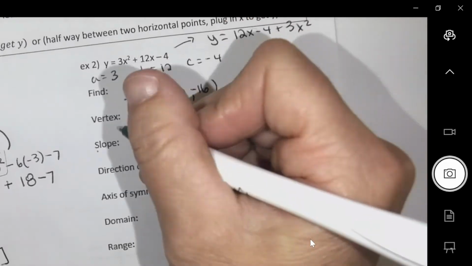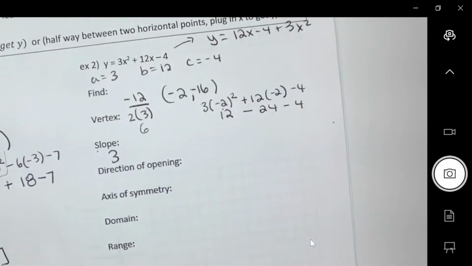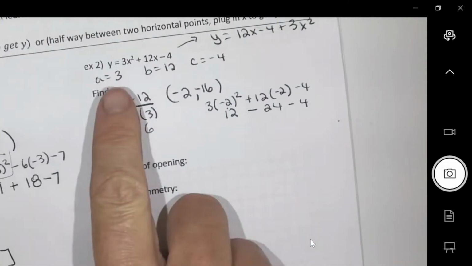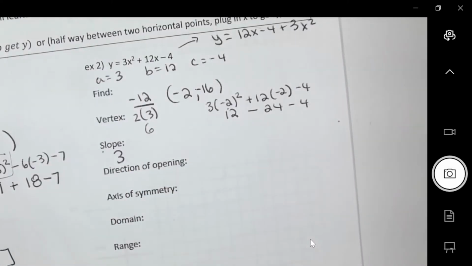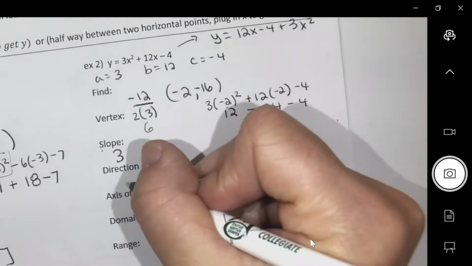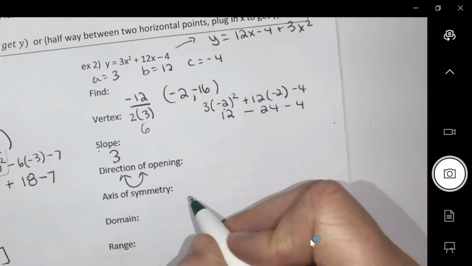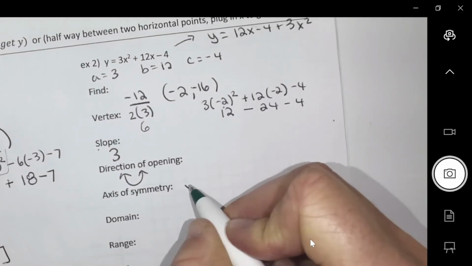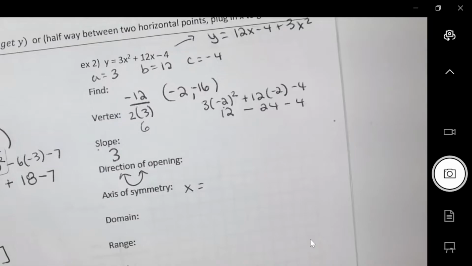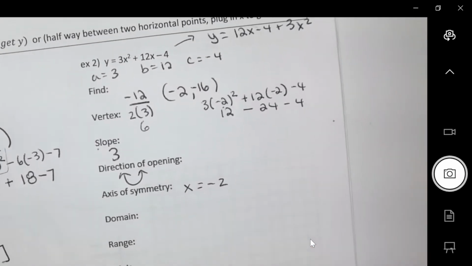Okay, slope 3, because it's the a number, it's the multiplier with the x squared, which means it's going to open upward. It's bigger than 1. Because it's positive, and it will be more narrow. Axis of symmetry, x equals, you always have to have x equals, that's where I get people who forget. Cuts through -2.